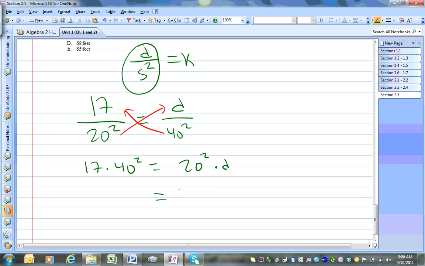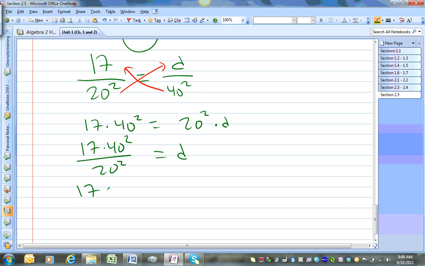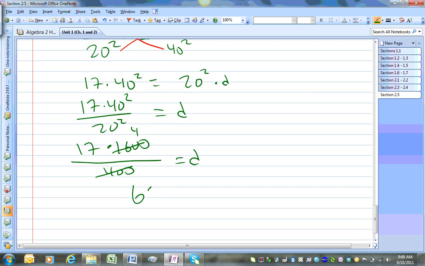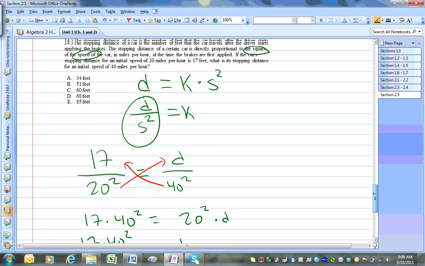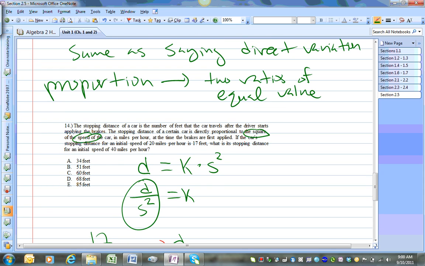If you work it out, d will equal 17 times 40 squared over 20 squared, which is 17 times 1600 over 400. Those will cancel. That becomes 4 up top. So d equals 68. So it means if you're driving twice the speed, your stopping distance actually quadruples.